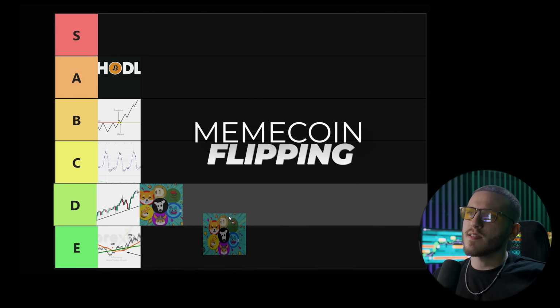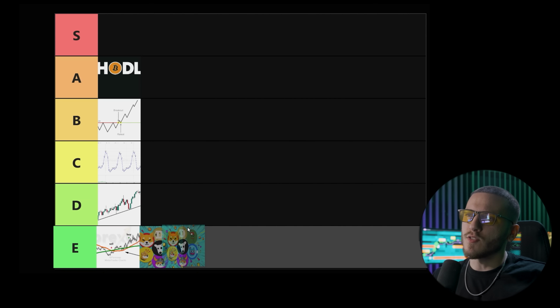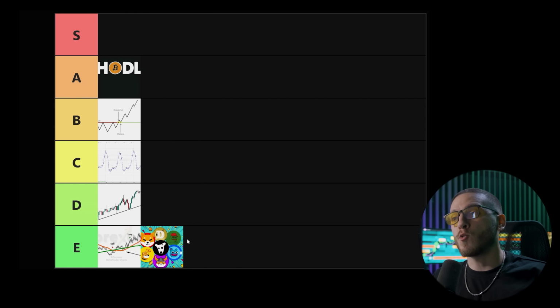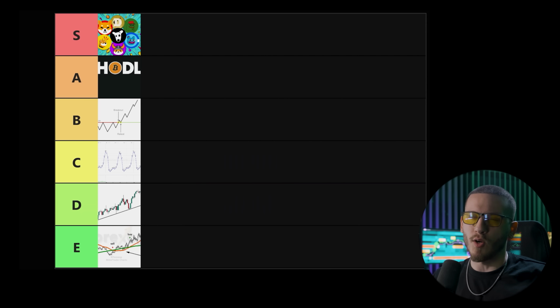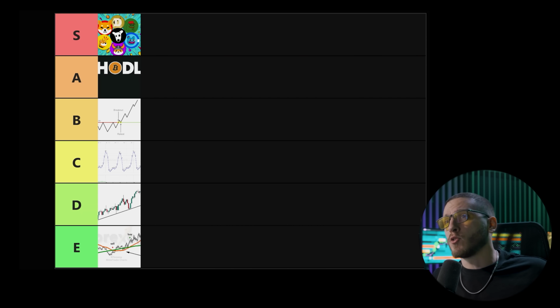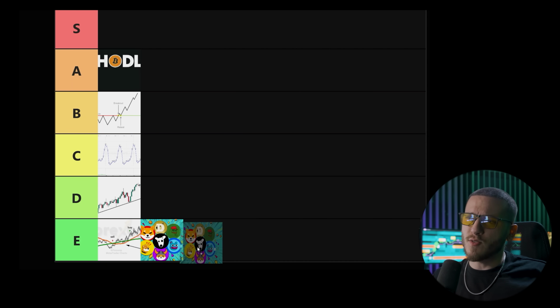Meme coin flipping, I would give it an E tier as well. Some people made a lot of money, but it's just a lucky shot. It's a pure casino. Only insider trading works. So if you're a trader of meme coins, then it makes sense. If you're the one making them, absolute S tier, bro. You just scam people by pumping and dumping them. Never gonna get caught. Absolutely phenomenal. But for honest traders, it has to be an E tier.